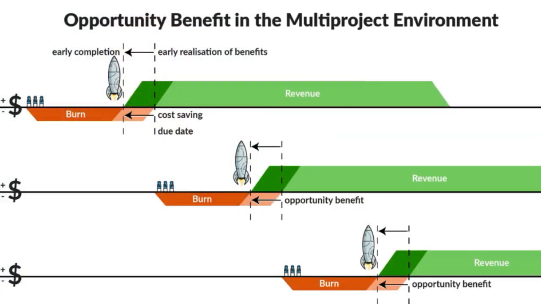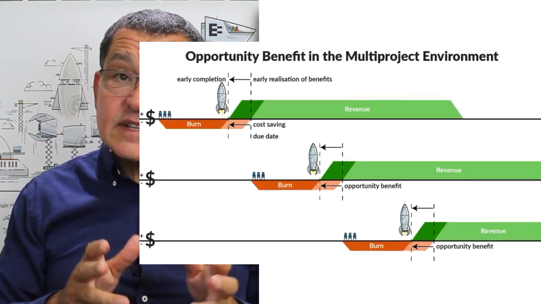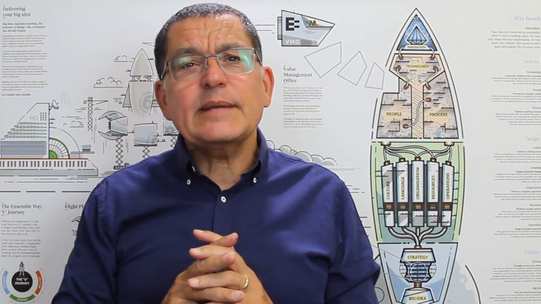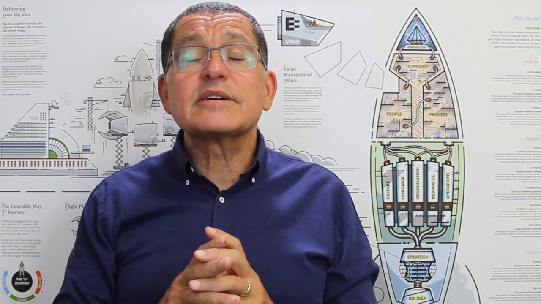Not only can we get to revenue quicker for an individual project, but we're accelerating the opportunity gained from the early release of resources to work on the next big idea, and the one after that, and the one after that. All these benefits stem from the key principles of constraints to which we'll turn our attention next.